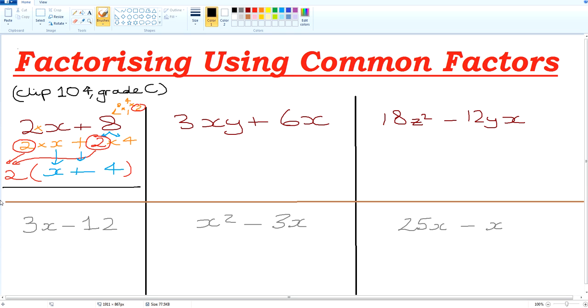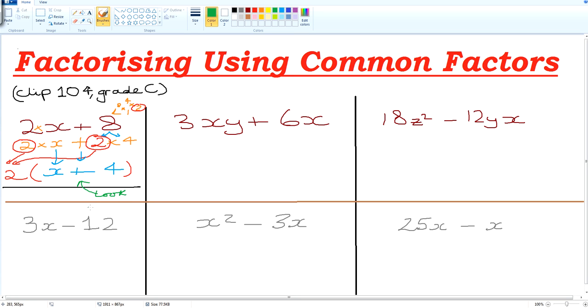Now, how do we know we've done it properly? We can just multiply the brackets and just test it. So let's try a quick test. So what is 2 times by x? 2x. What is 2 times by plus 4? Plus 8. So does it give us back our original question? Lovely. Now, how do we know that we factorized it properly? We look at the part in the bracket. We look here.